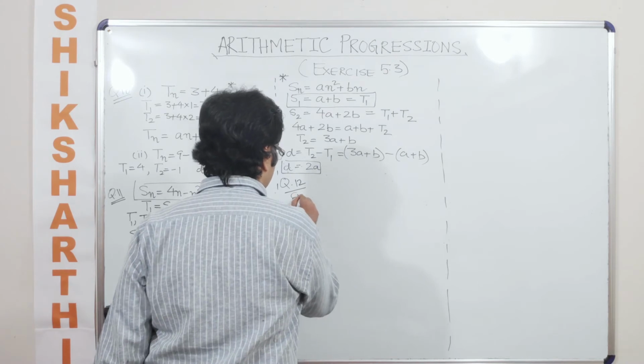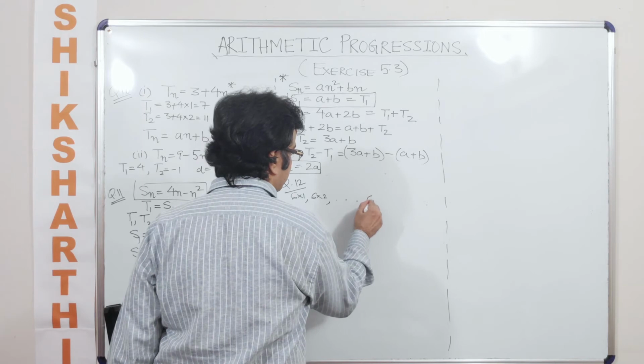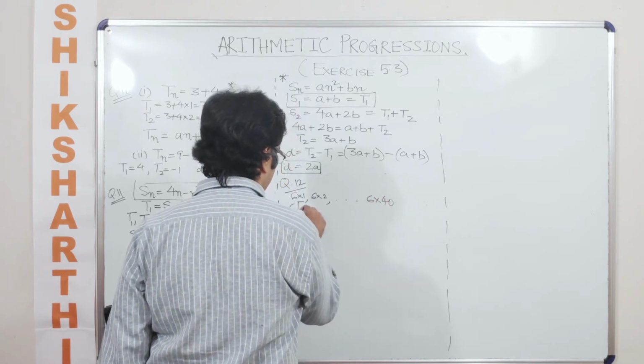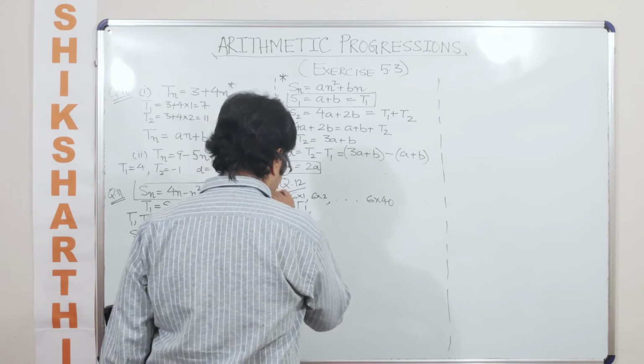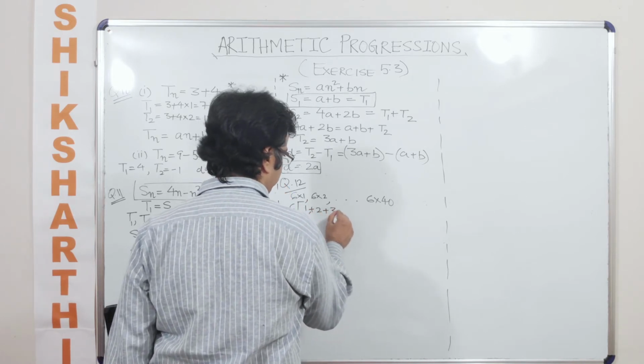Okay. So first is 6 into 1. Next comes out to be 6 into 2. And the last here comes out to be 6 into 40. Can I take 6 common from here and rewrite it? Now, since I have to find out the sum, so 1 plus 2 plus 3.